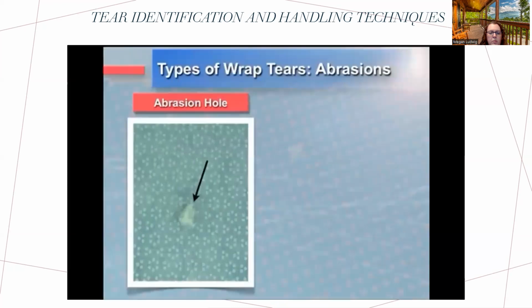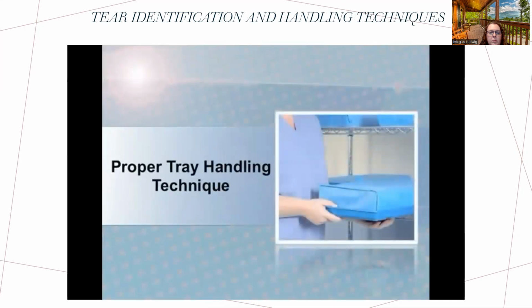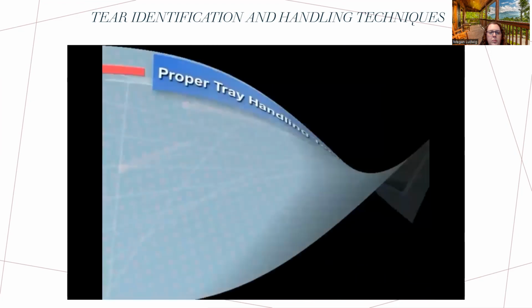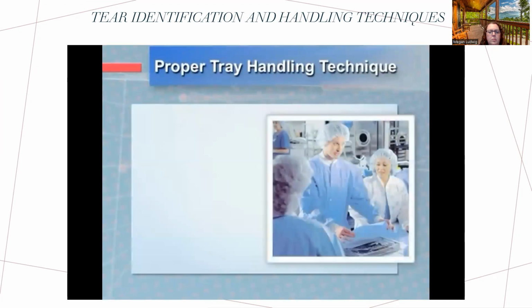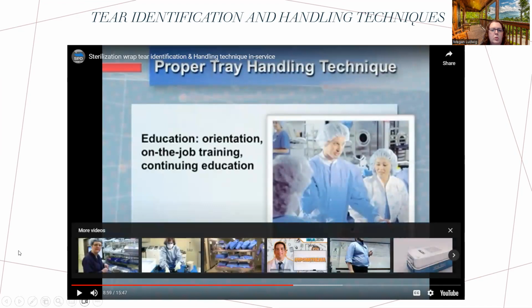An abrasion hole is the result of extreme abrasion with holes in one or both layers of the wrap. The possible causes are the same as for general abrasion, except that the abrasion was repeated often enough to finally result in a hole. Proper tray handling technique is essential for preventing damage to the packaging and compromised sterility. Education and training programs should include information on proper tray handling technique. Continuing education should be provided at regular intervals to review and update worker knowledge and skills and to maintain their competency.